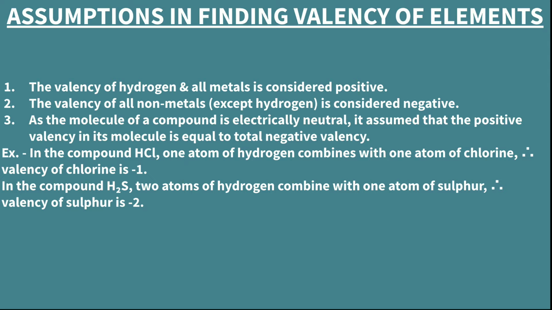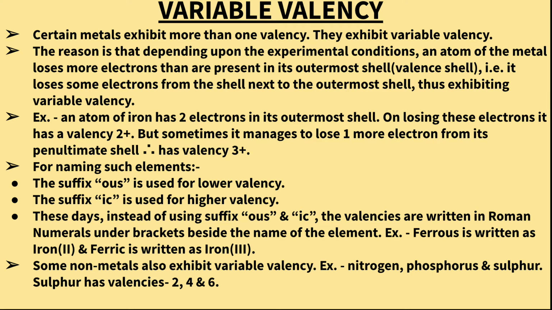Next is variable valency. Now certain metals exhibit more than one valency. They exhibit variable valency. One metal having more than one valency is variable valency. The reason why this happens is that it depends upon the experimental conditions.